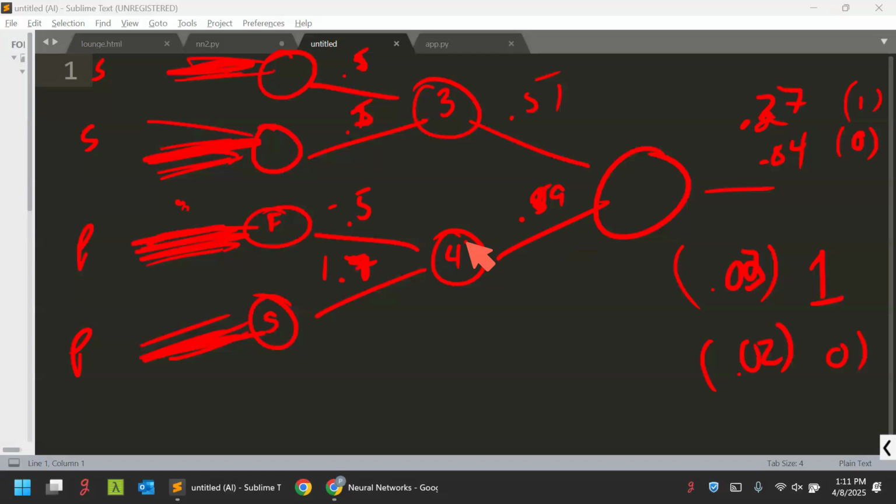How do you know which way to change the weights? That is the question. How do we know which way to change them? That's what we need to do.